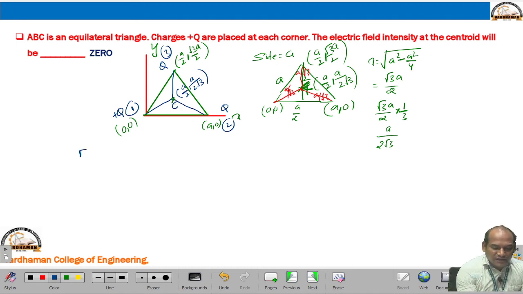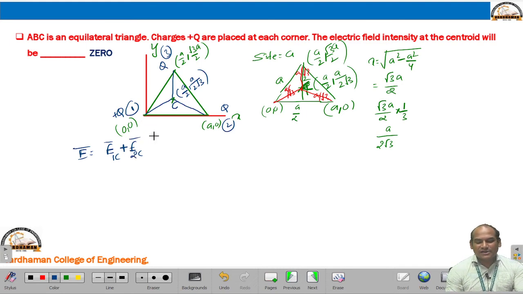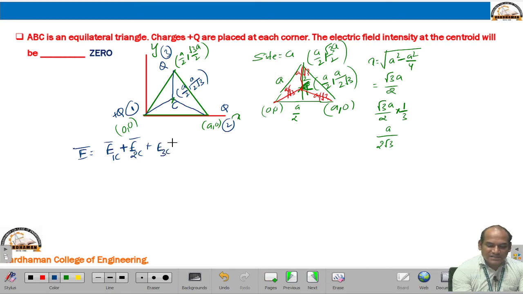Total electric field is equal to the electric field due to the charge at position 1 at the centroid, that means E1C, and E2C, that is the electric field at the centroid due to the charge at position 2, plus E3C, the electric field at the centroid due to the charge at position 3. The superposition theorem is applicable for point charges, because the electric field was derived from Coulomb's law, and Coulomb's force equation satisfies the superposition principle. That is why we are able to apply that rule here also.